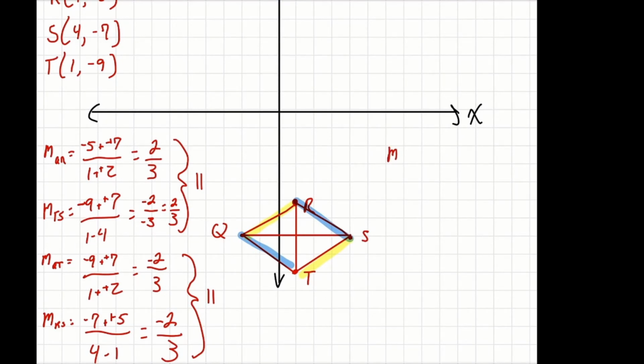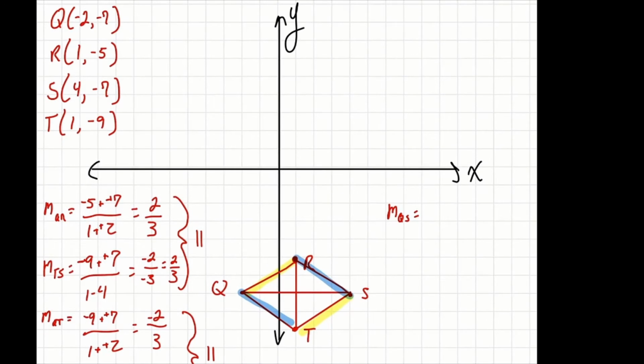The slope to QS, and then you can look immediately. I mean, it's a flat line right here. We should know that the slope of a flat line like that is 0. So make sure that when you calculate the slope to QS, you do in fact get 0. We do, because it's -7 minus -7 over 4 minus -2, which is 0 over 6, which is 0. I'm going to do it one more time.